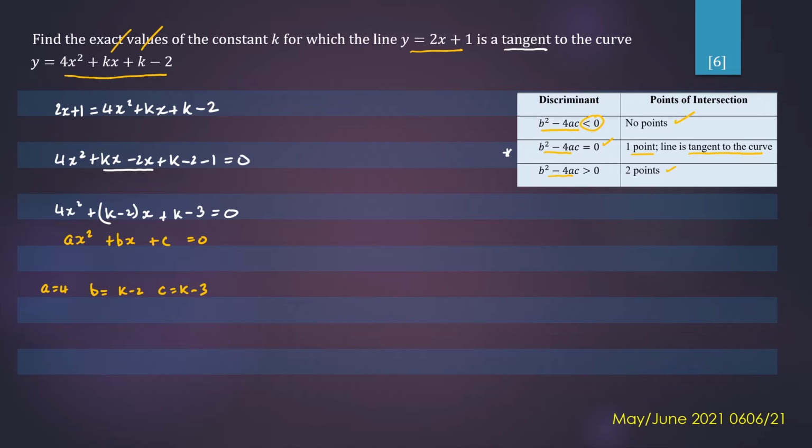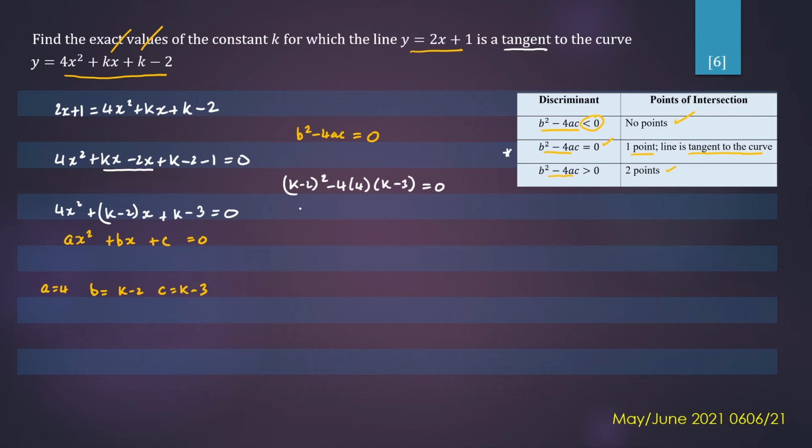Now we'll write down the discriminant, which is b squared minus 4ac equals 0. We substitute the values of a, b, and c into that equation. So we have b squared, and b is k minus 2. So we have k minus 2 all squared minus 4 times a, which is 4, times c, which is k minus 3, equals 0. Now we need to expand and simplify the equation, and then we solve it for k.